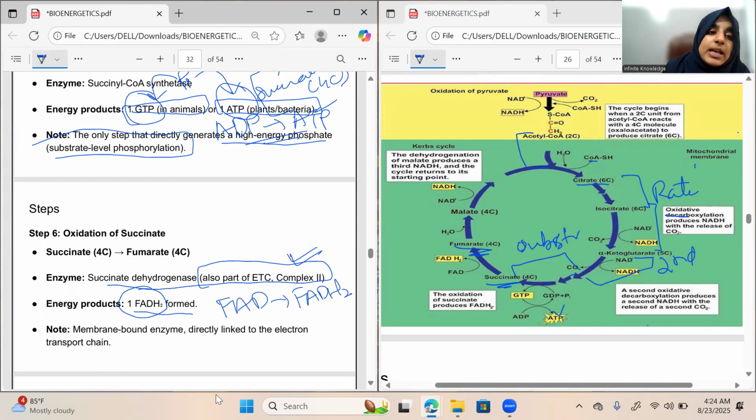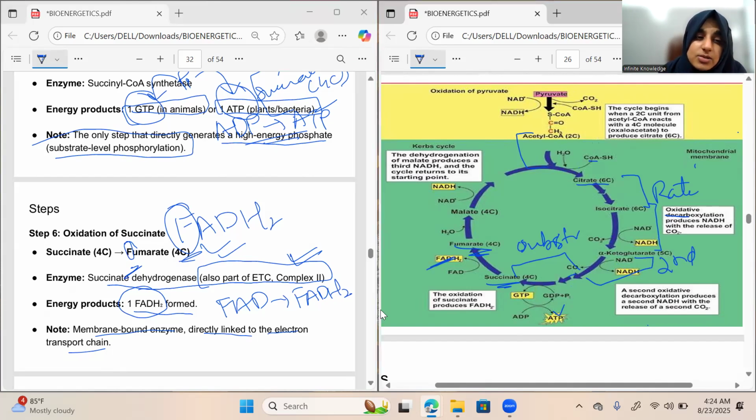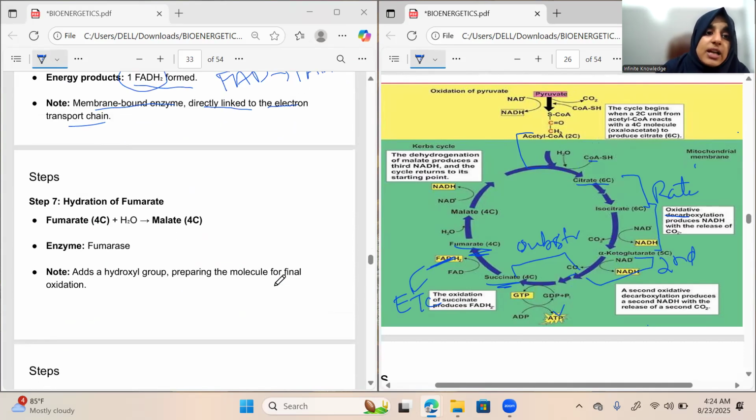You can remember it like that: when fumarate is produced, fumarate starts with F, so FADH2 is also produced, which also starts with F. So this is a common similarity between them. This is a membrane bound enzyme and it is directly linked to the electron transport chain. So from over here, succinate dehydrogenase is directly linked to the ETC. And now what happens over here, fumarate gets hydrated. One molecule of water is being added to fumarate and it produces malate. Malate is also a 4 carbon compound.